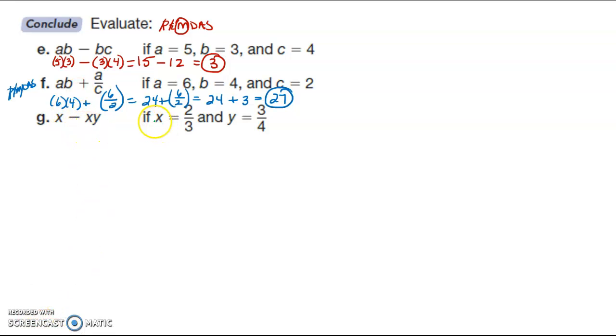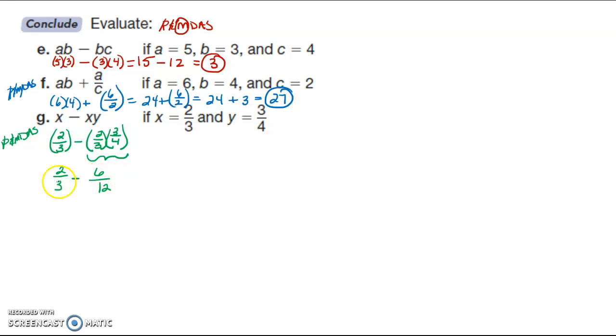Okay, last one on this slide. It says x minus x times y, if x is 2/3 and y is 3/4. Now fractions are scary and ugly, but we're not afraid at all. We can do this together. So x is 2/3, I'm going to plug that in. Minus, and then I have 2/3 times y, which is 3/4. So applying PEMDAS, I'm going to have to multiply this first. The 2/3 is just going to hang out here, and the subtraction sign is going to hang out too. I have 2 times 3 is 6, and 3 times 4 is 12.